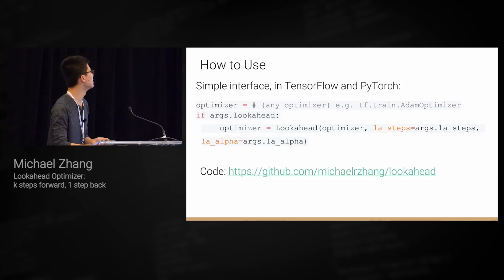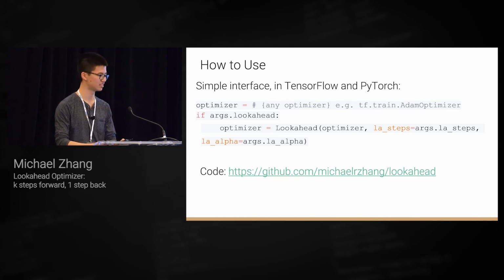To use our method, you can incorporate this into any existing TensorFlow or PyTorch pipeline with essentially 2 additional lines. You just have to use your existing optimizer and then wrap it around our wrapper, which takes in the number of look-ahead steps and the alpha for the slow weight interpolation. And our code is all currently online.